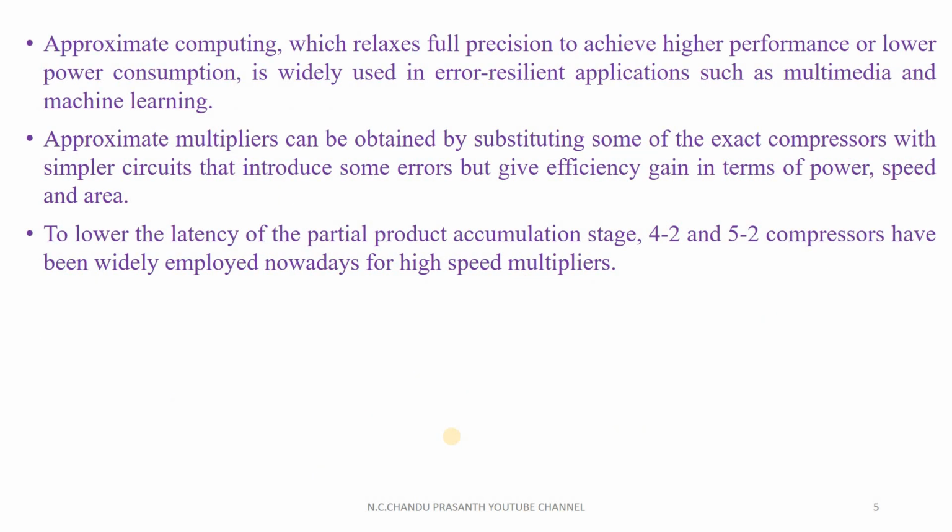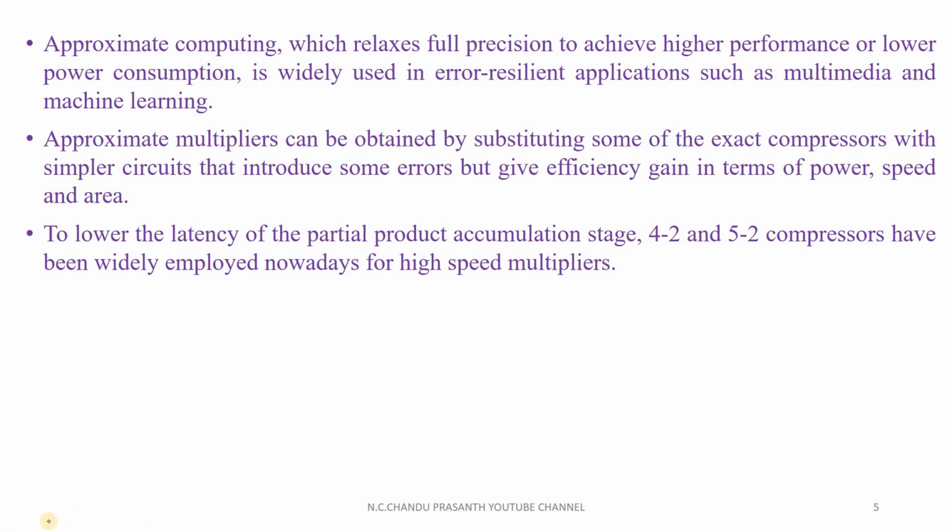So what is the need for doing approximation? We already have the exact 4-2 compressor available, so why do we need an approximate 4-2 compressor? Because approximate computing is a trend nowadays. Approximate computing, which relaxes full precision to achieve high performance or low power consumption, is widely used in error resilient applications such as multimedia and machine learning.